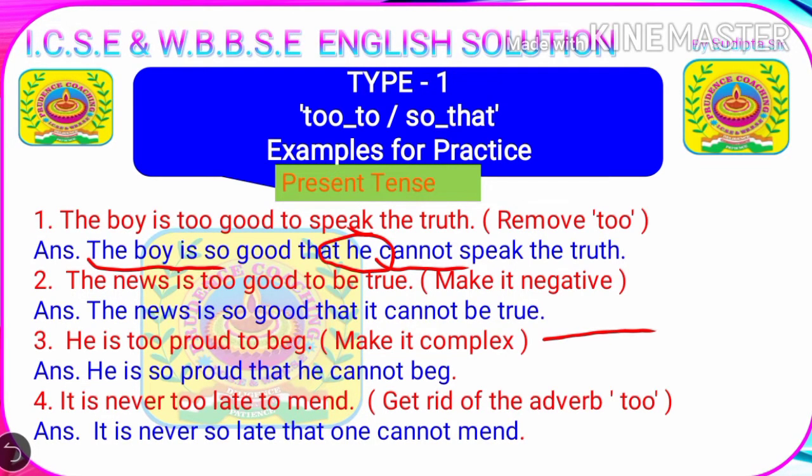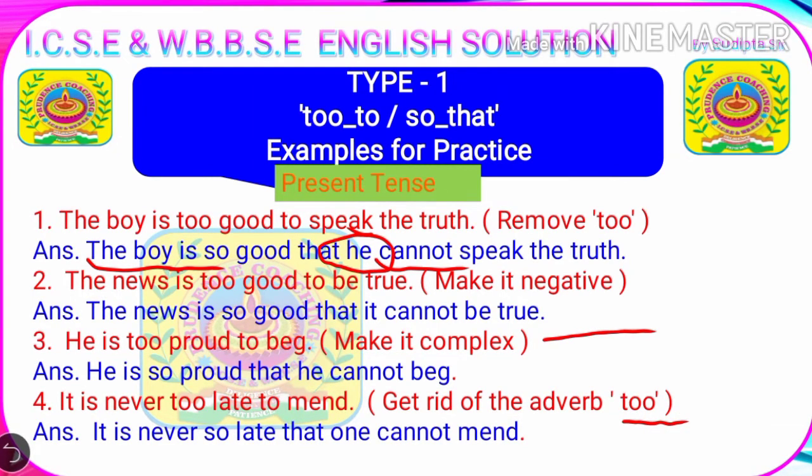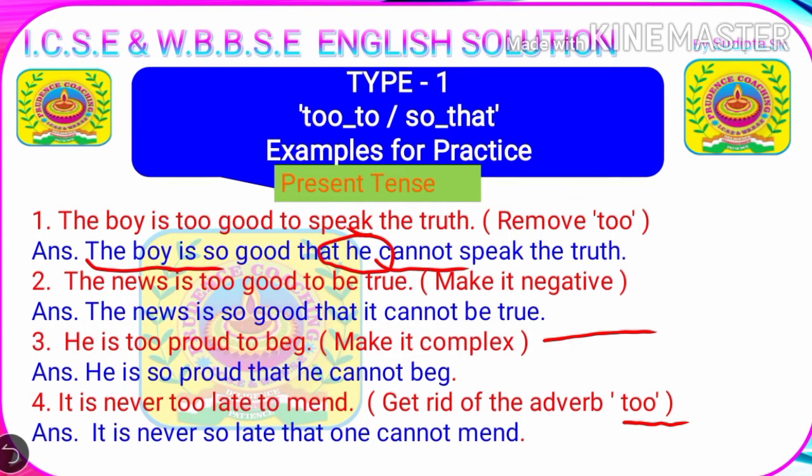Get rid of the adverb too. I already discussed too. TOO is used as an adverb and TO2 is used as an infinitive. So get rid of the adverb TOO means we have to remove too from the sentence. The final answer is: it is never so late that one cannot mend.